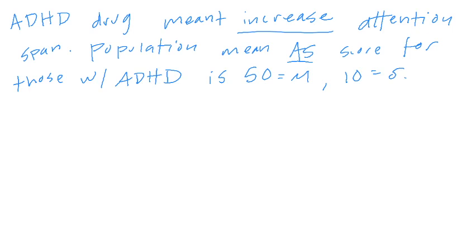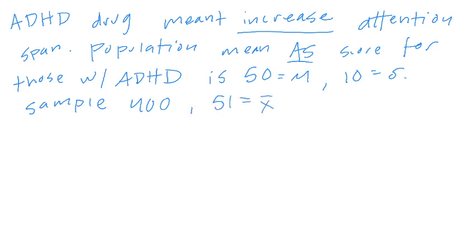So let's say that we're trying out this new drug on a sample of how many? Let's say we're doing it for 400, okay, 400. And let's say that they score 51.